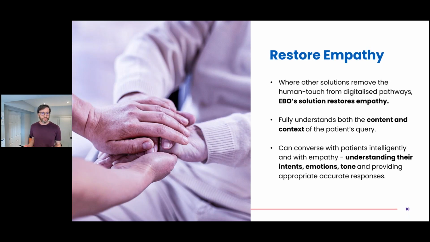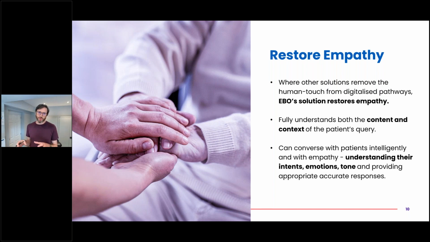It's also about restoring empathy. So where other solutions maybe remove that human touch from digitalized pathways, EBO's solution restores empathy. And we do this again through language recognition, through conversation. So we have the ability to understand the context and the content of the patient's query. And this helps us to manage the conversation flow and respond appropriately to what the patient is saying.